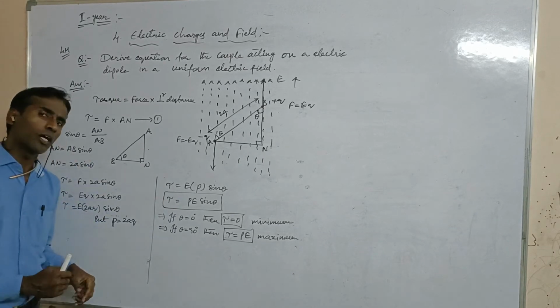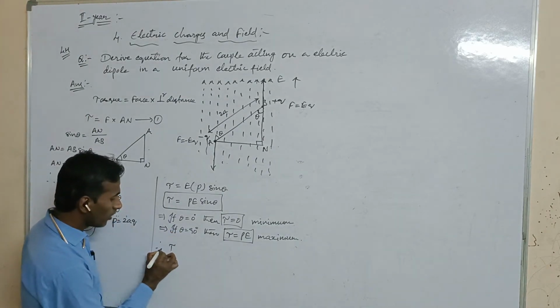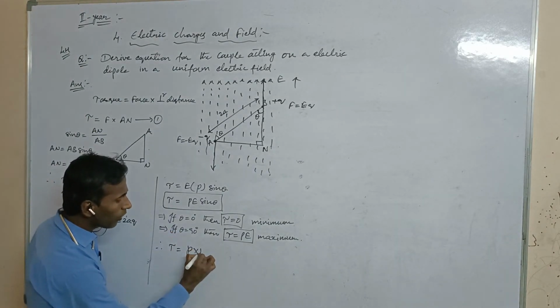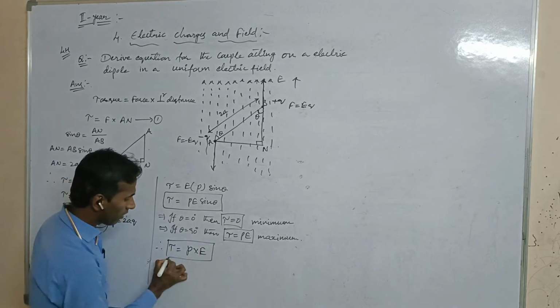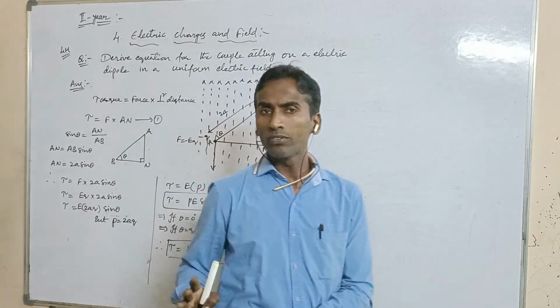For this torque it is also possible to write in vector form. What is the vector form, sir? We can write tau is equal to P cross E. This is the vector form of torque. Okay? Now see here.